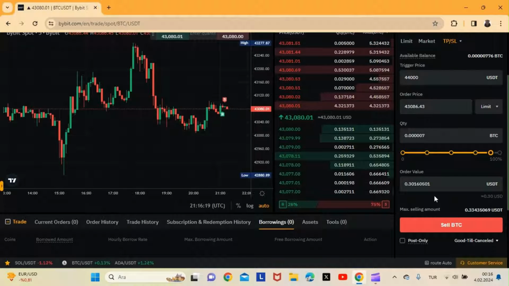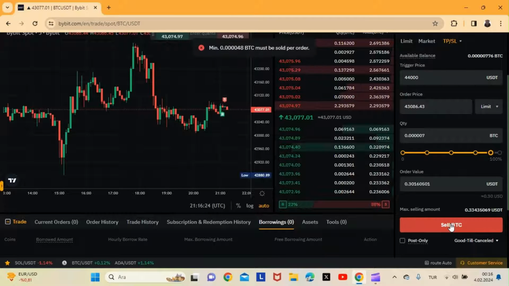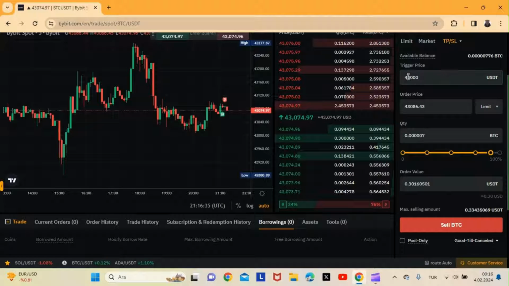My Bitcoin immediately. So now I'm just going to press sell. Okay, so you can say minimum must be 0.0048. So I have less than 0.048. So this one is not going to be triggered until Bitcoin reaches 40,000. Okay, so this is basically what we mean by TP. All right, TP.